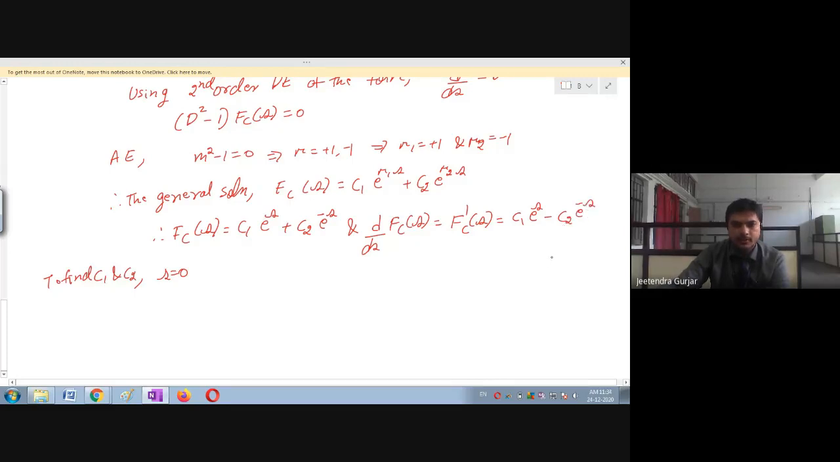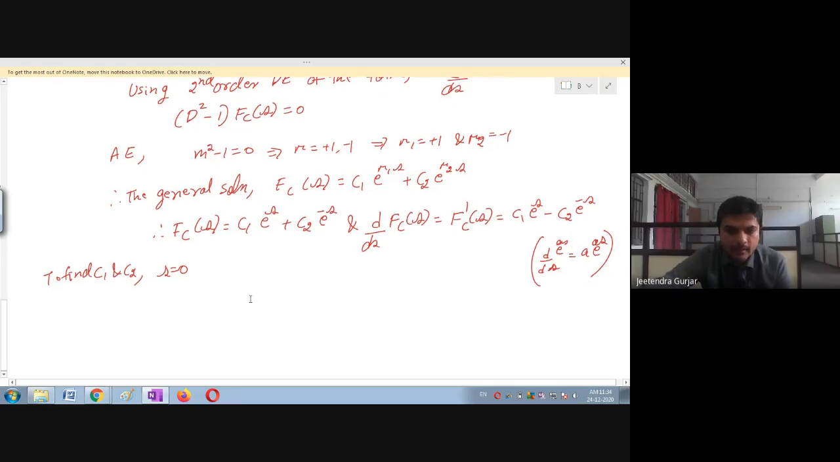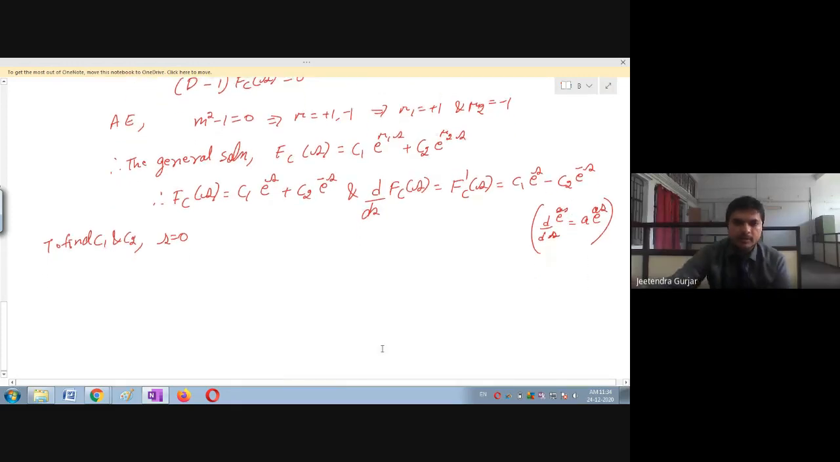Please remember the differentiation of e raised to a s: suppose a s is given, this is a into e raised to a s. So you can see a is minus 1. So please remember this formula, students. Okay, now to find c1 and c2, see, this is our general solution, but I want c1 and c2. To find c1 and c2, what do I have to do again? I will take s is equal to 0.